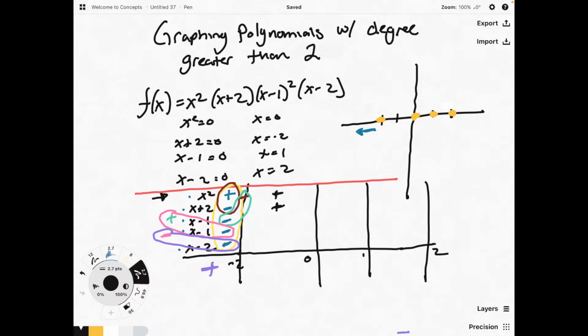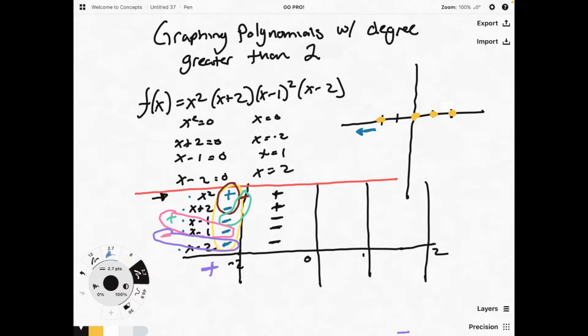Then we're going to get a -1 into x minus 1, so a -1 minus a 1 is going to be negative. And we have that again because we have multiplicity of 2. And then our last factor that we have is x minus 2. So a -1 minus 2 is a -3, so that is also going to be a negative value.